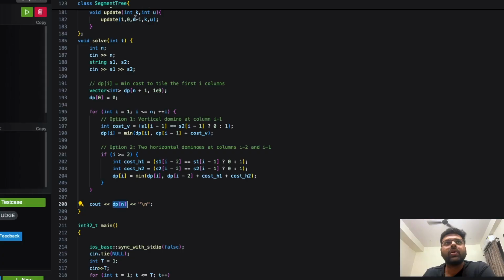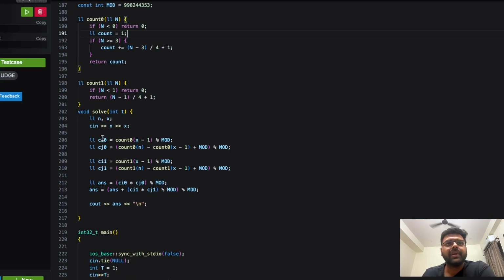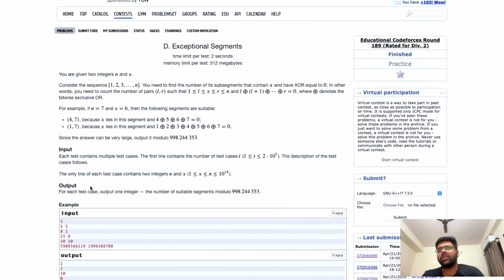If I show you the code as well, so here is the code. I'm simply taking n, ci0 and cj0. Count of 0 is simply, if n is less than 0, return 0, else if n is greater than 1, simply this equation. Similarly, I counted the ones as well, and when I'm calculating zeros, I'm taking the mod so that it does not exceed the integer value, and simply returning the answer. So this is how I've solved this particular problem.